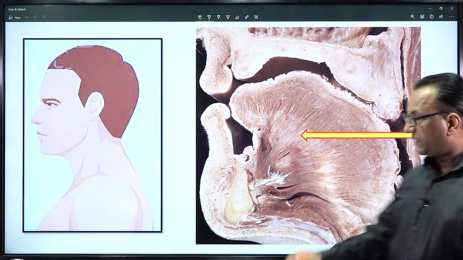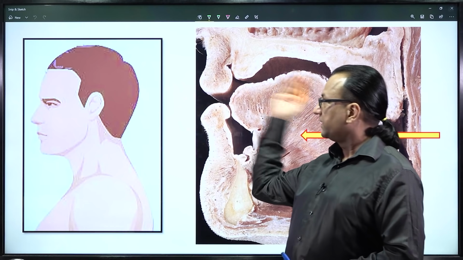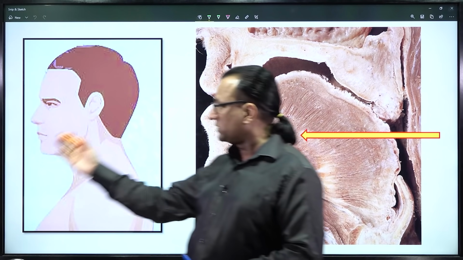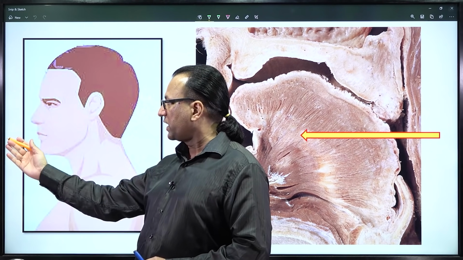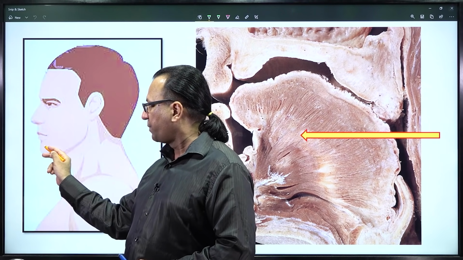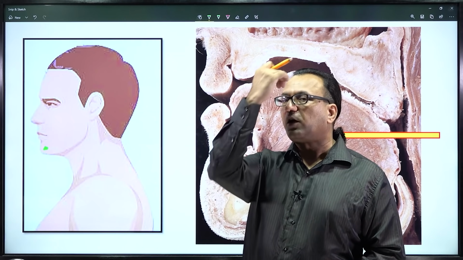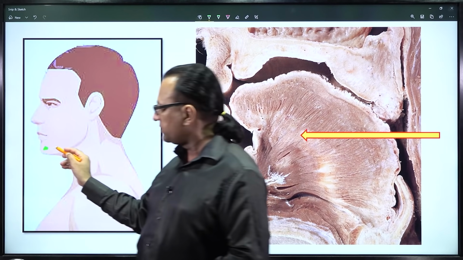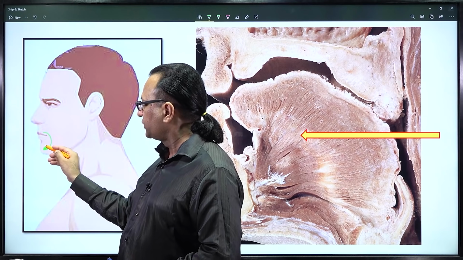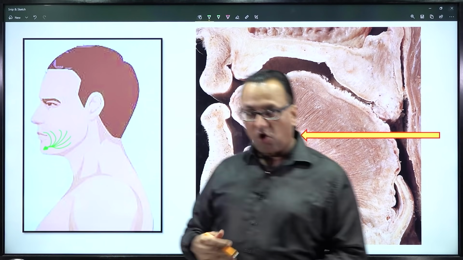So basically, it is showing a muscle of the tongue. One section has been taken. It is a mid-sagittal section, anterior to posterior in the midline. And in the mandible, you will find there is a superior genial tubercle. From the superior genial tubercle on the inner side of the mandible, one tongue muscle is taking origin, and it is the largest muscle of the tongue.